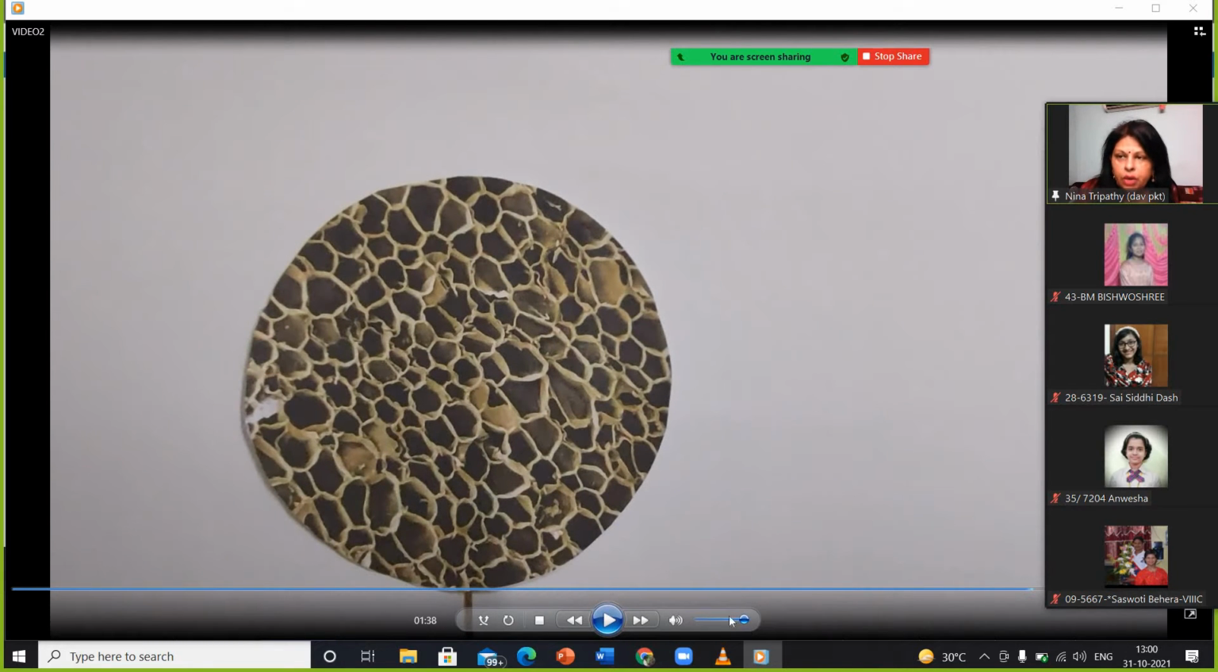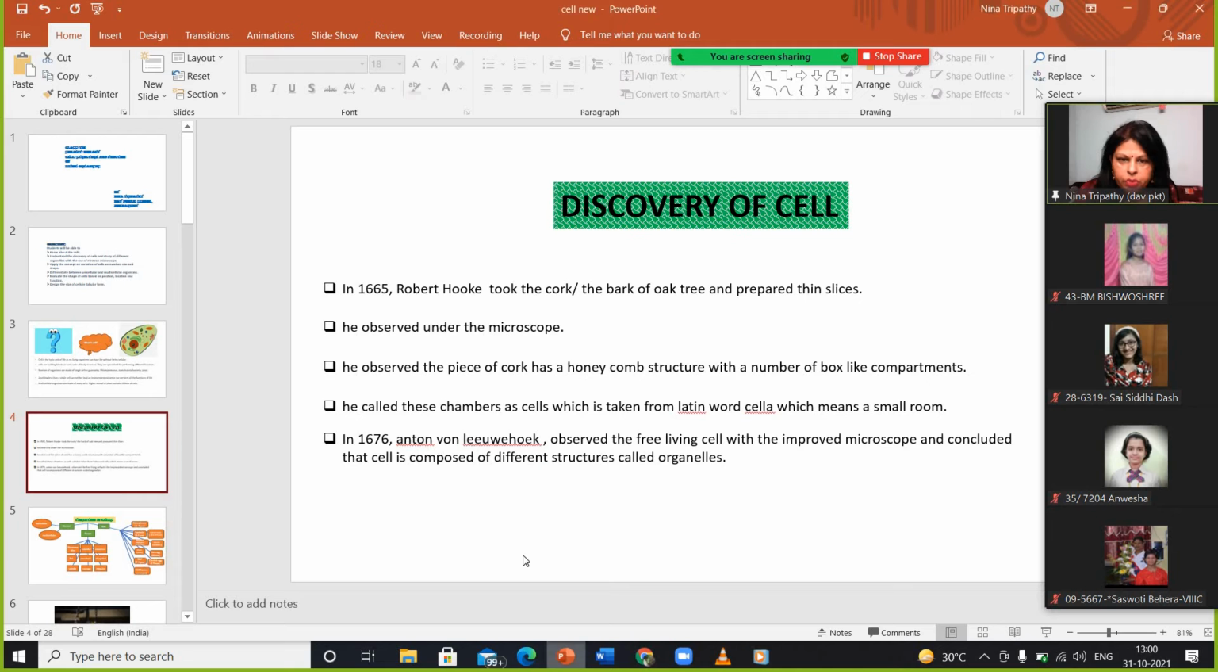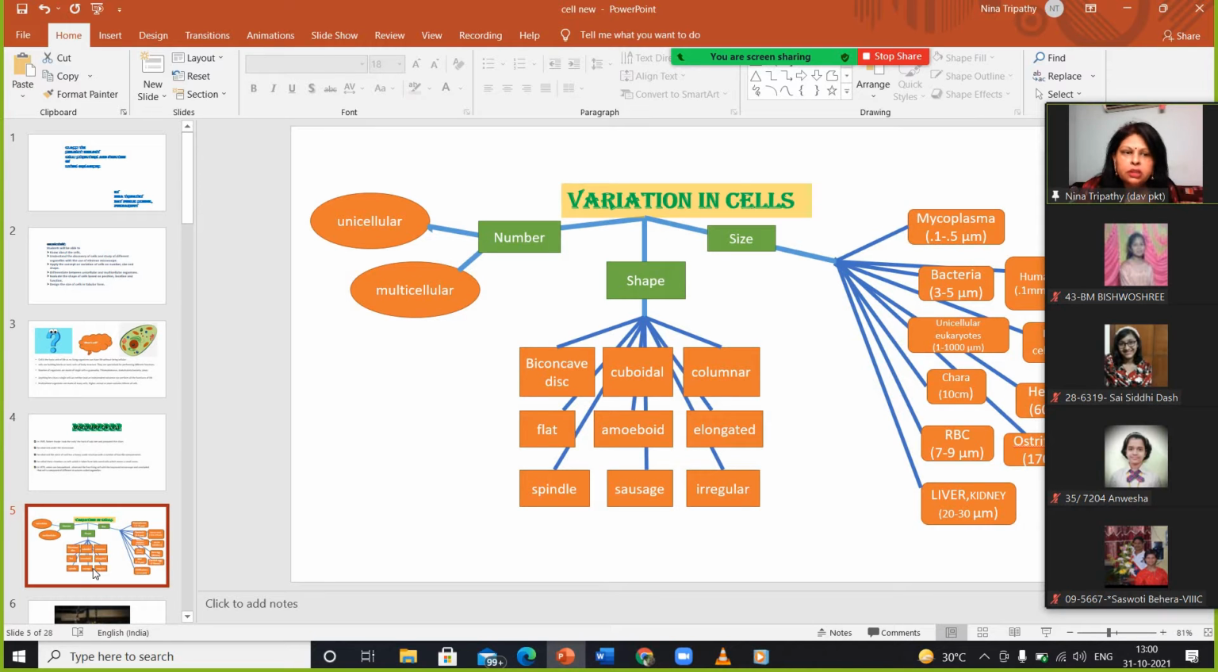Okay. So now you have so much information about the cells, how the cell was discovered. At that time, the cell was known only as having a wall around it with hollow content. No other information was available at that time. Then afterwards, we come to the variation of the cells.